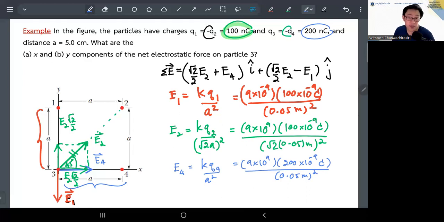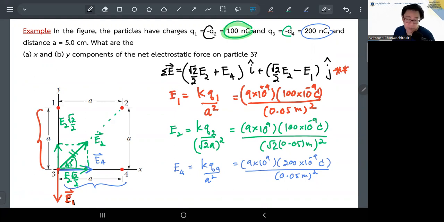You got all of those. I think this is supposed to be positive. All right. So you got all of these values of E: E1, E2, and E4. And then you can put it in a vector format as well. Everything is good. It's done. So you know everything about the electric fields at the location of charge number 3.